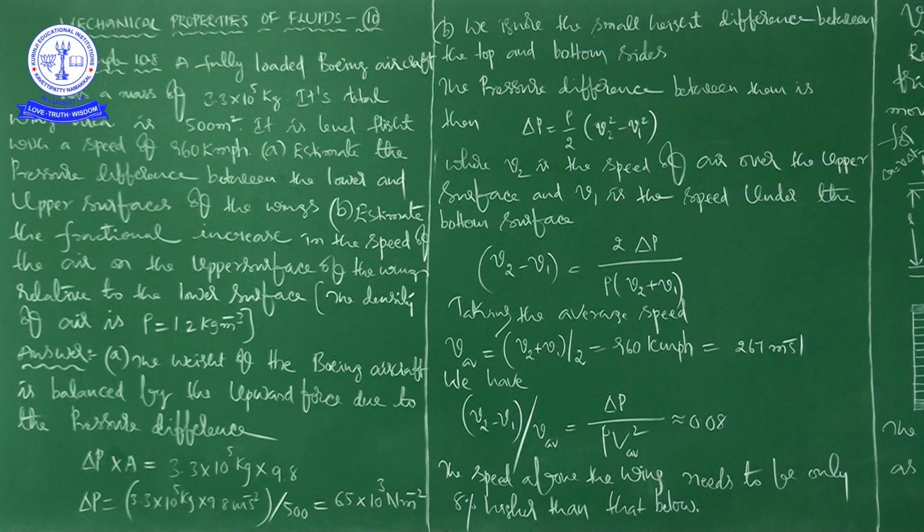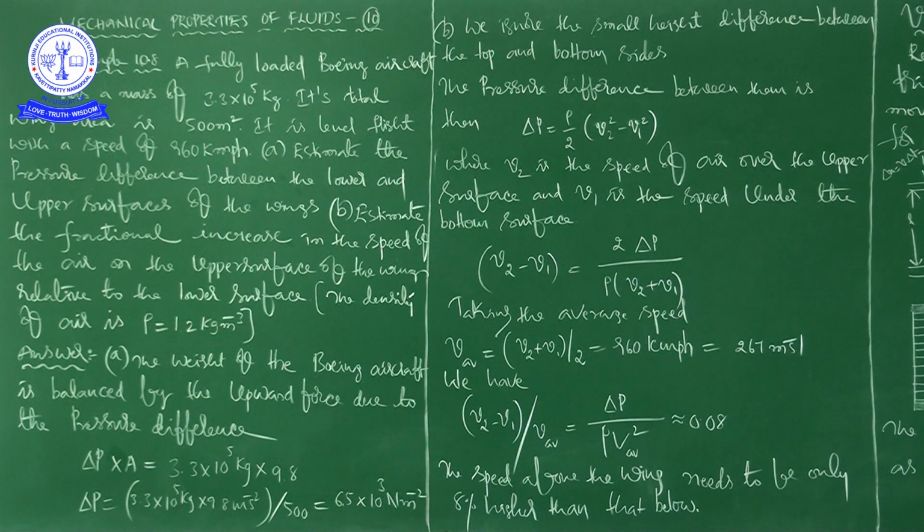ΔP is equal to ρ/2 × (V2² − V1²). V2 is the speed of the air on the upper surface, and V1 is the speed of the air under the bottom surface. Now, V2 − V1 is equal to 2ΔP divided by ρ(V2 + V1). Here we are taking the average speed.